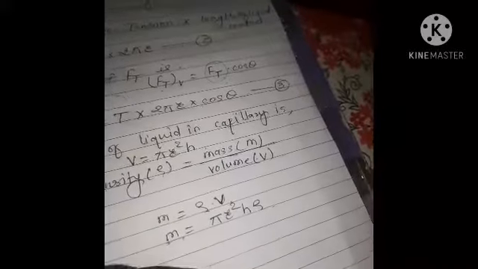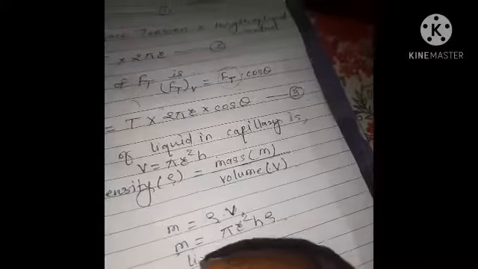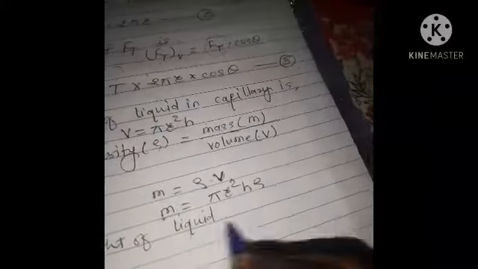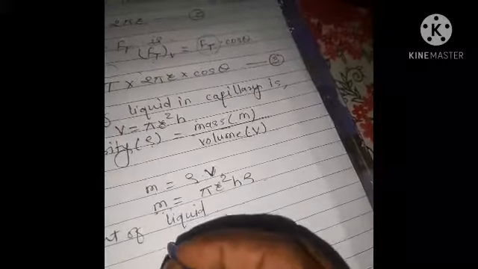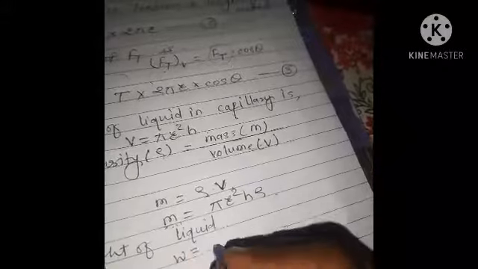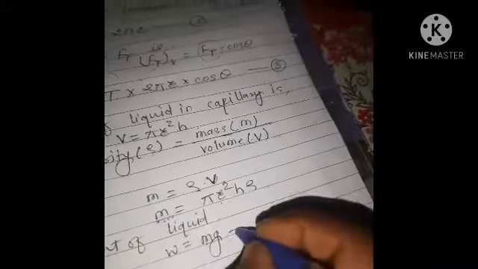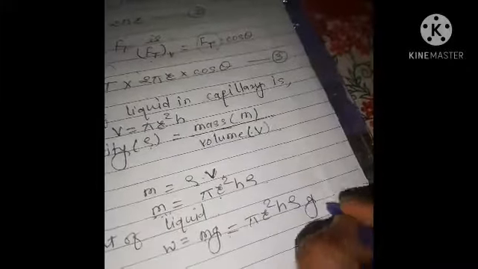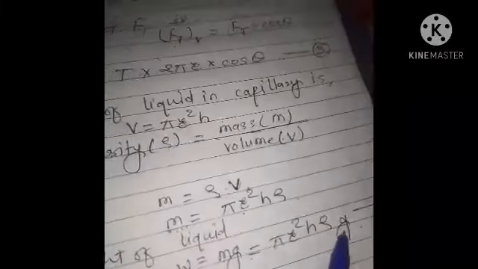Now the weight of the liquid inside the capillary tube is, suppose W is equal to m into g. m is equal to this. Therefore W is pi r square h rho g. Suppose this is equation number 4.